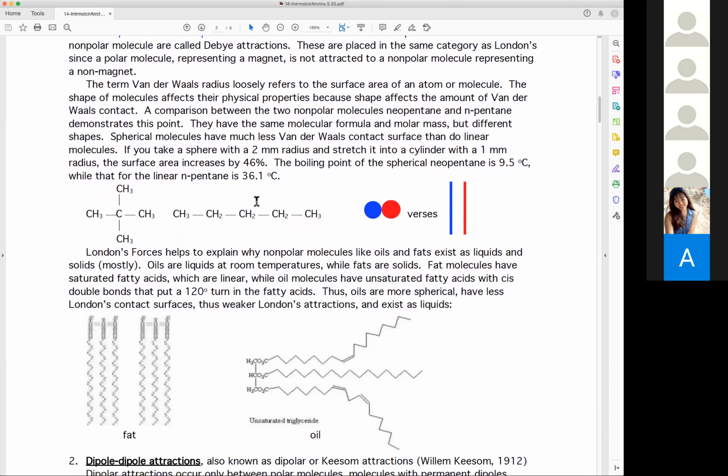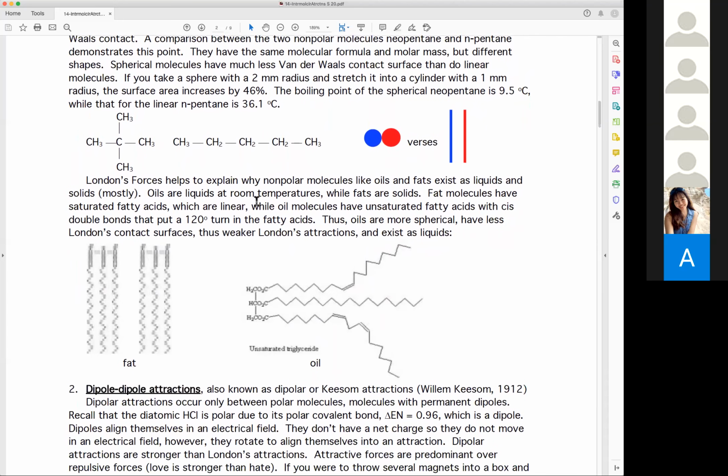So here's something I pulled from organic chemistry. Here's 2 molecules that have the same molar mass, the same type of molecule. The only thing that's different between them is that this one is rather spherical, it's tetrahedral, and this one is rather linear. So if I look at the boiling points, this one right here boils at 9.5 degrees. This one boils at 36 degrees. Same mass, same type of molecule.